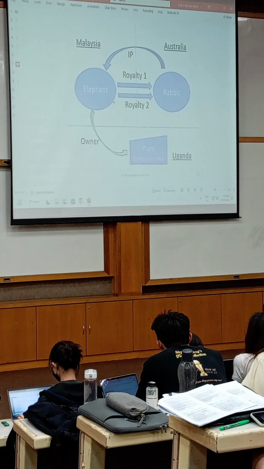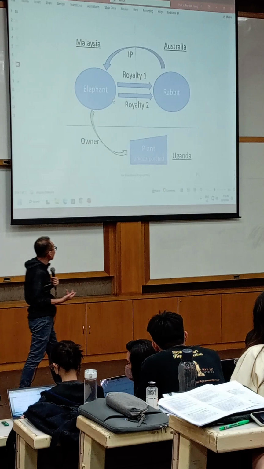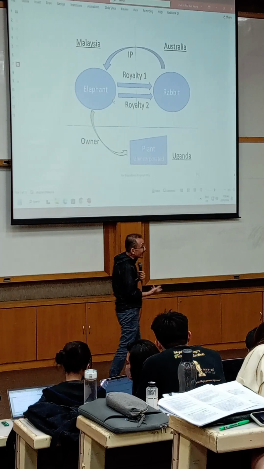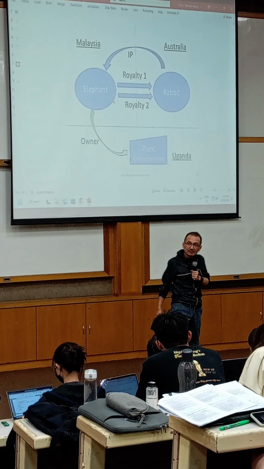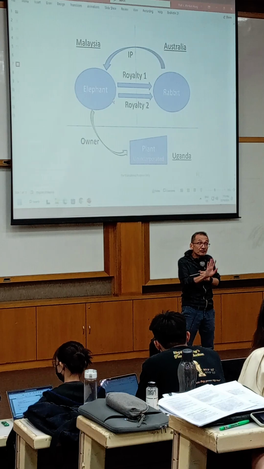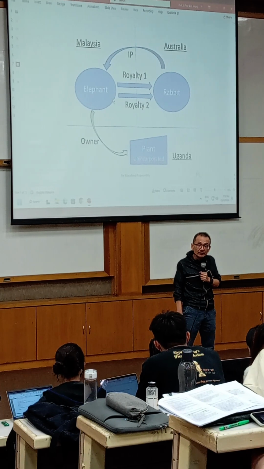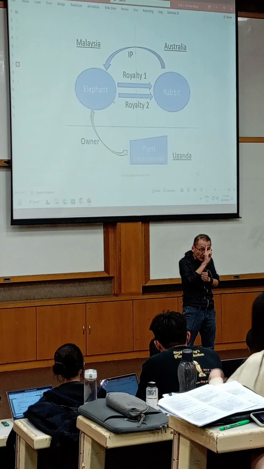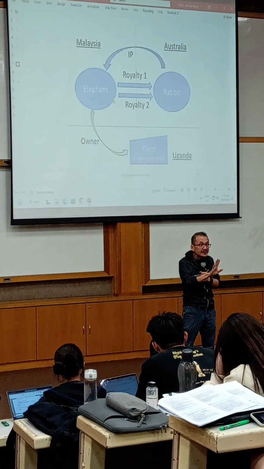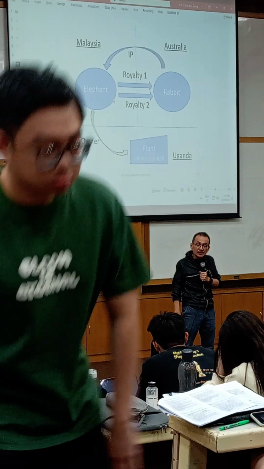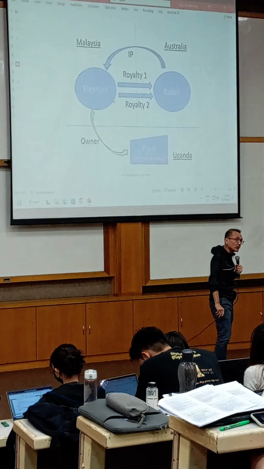You understand now? Okay, this is not good, right? You think this is good? To have the plant there in Uganda and then Elephant paying royalty two. Tax office doesn't care whether the IP is actually used in Malaysia or in Uganda or not. As long as the royalty is paid by a resident Elephant, that's it, subject to tax already. So do you think this is actually a good arrangement?